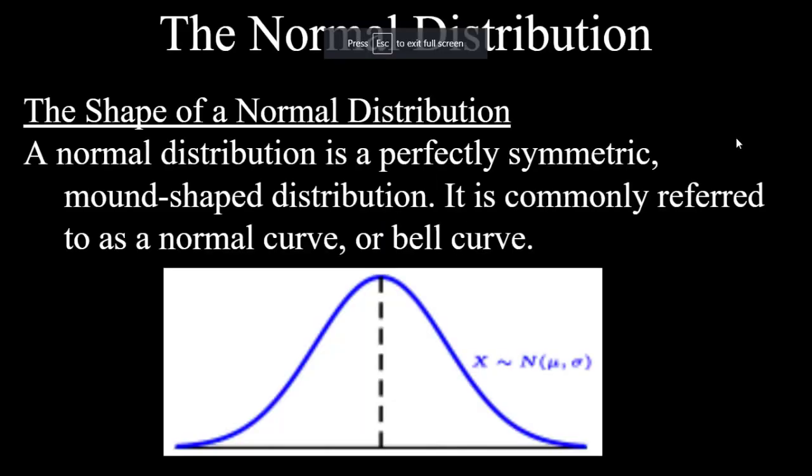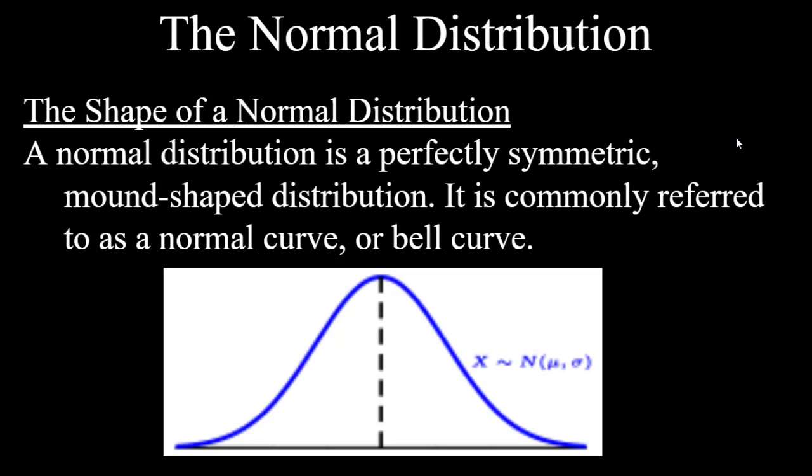As we move on to chapter 6, we're going to be starting to focus on the normal distribution. And first we want to talk just in general about the shape of a normal distribution. The normal distribution is a perfectly symmetric, mound-shaped distribution. We looked at this earlier in the year. We talked about it being the bell curve. It's commonly referred to as a bell curve or a normal curve.